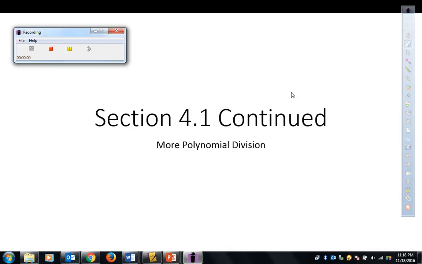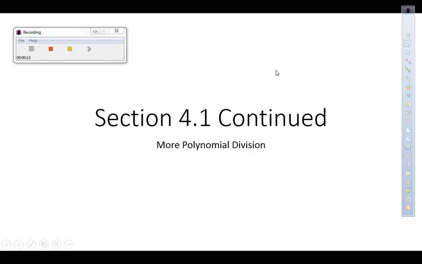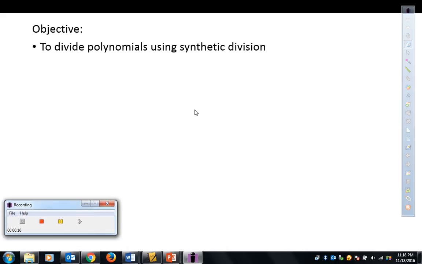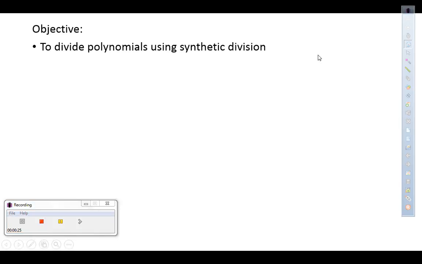Today we're going to talk about more polynomial division, continuing section 4.1 from Friday. Again, like it says on the screen, more division. So our objective is to divide polynomials using synthetic division. It's going to be a new kind of division, but still the same goal as before, as we learned on Friday.